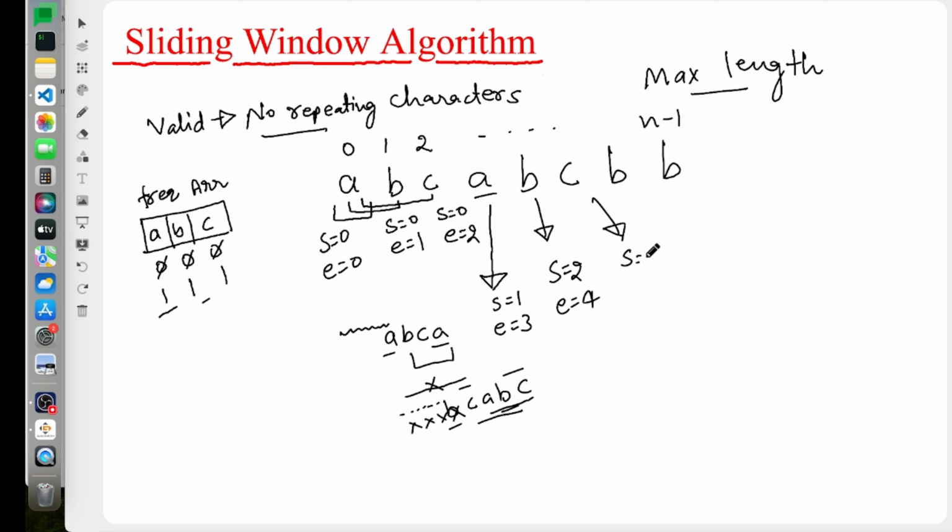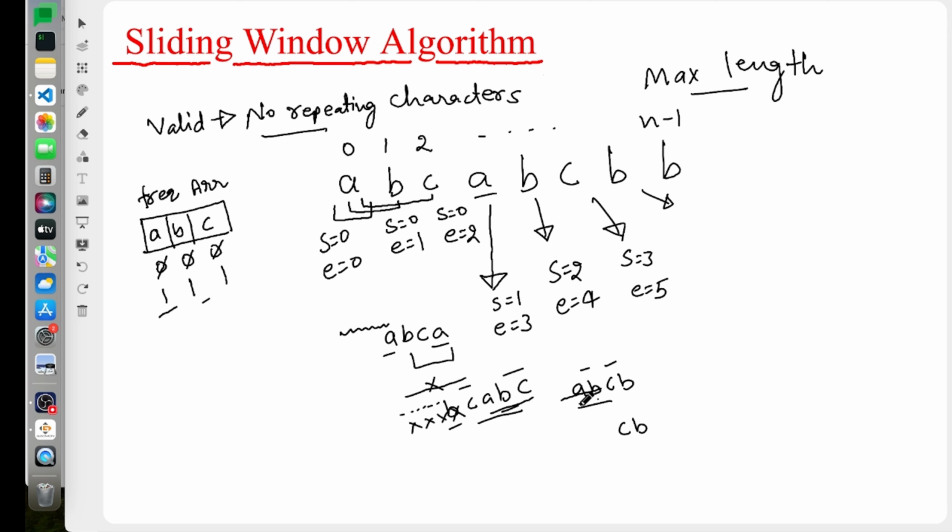Just remove these characters from here, then your window would become A, B and C. So start will be 3 and end will be 5. Again you come for B. This is my current substring, and when you try to include B here, B will be repeated, right? So you remove all these characters which are before B. So remove A and B, so your window would become C and B.